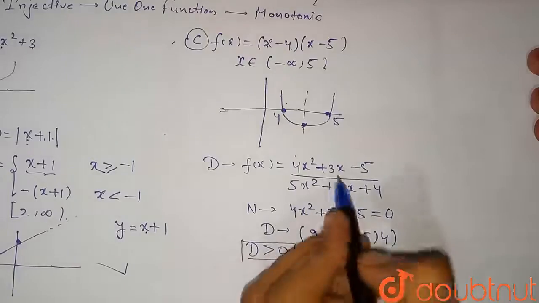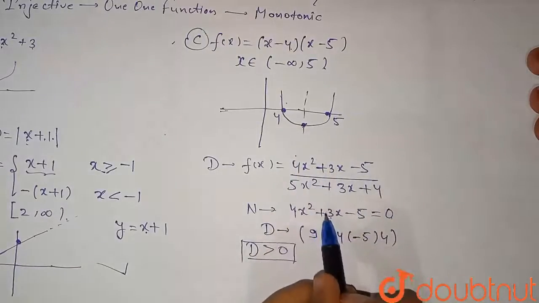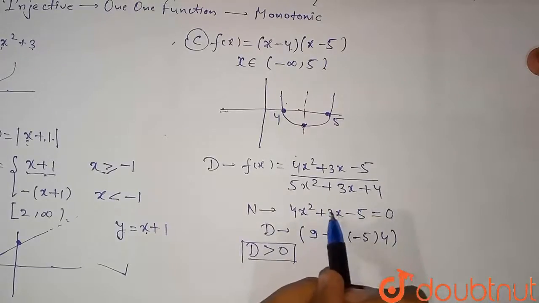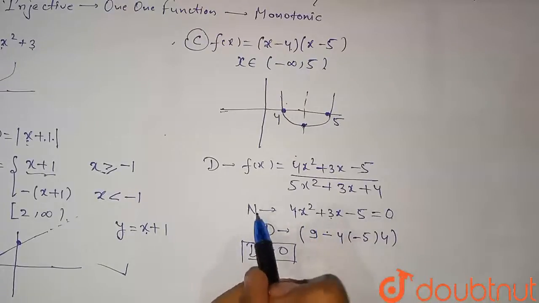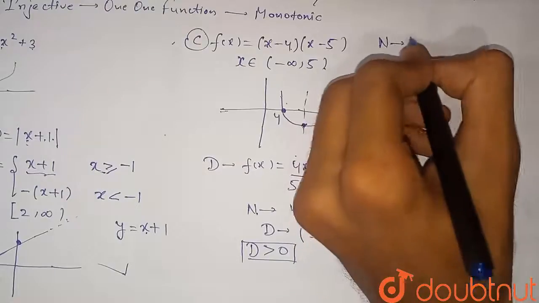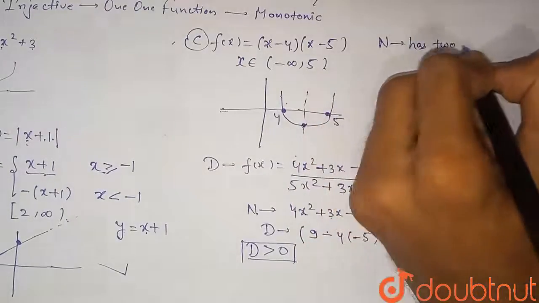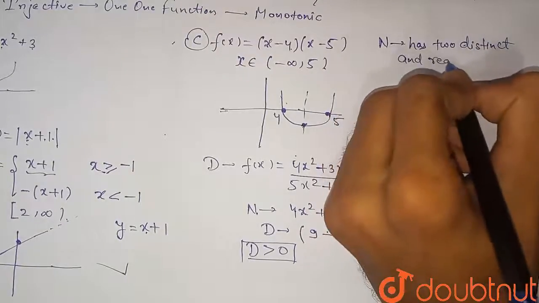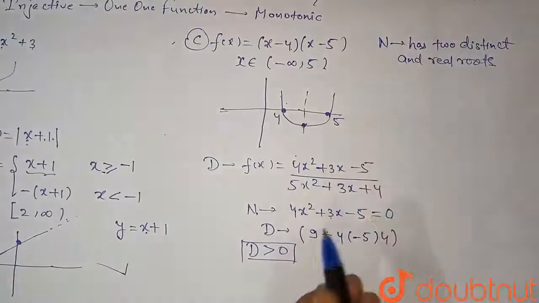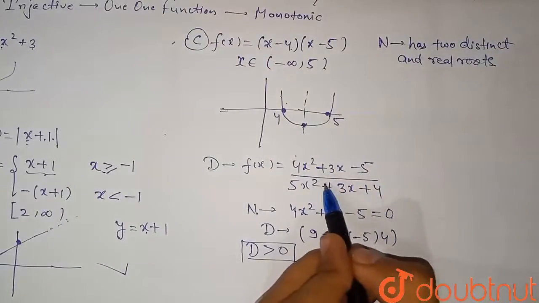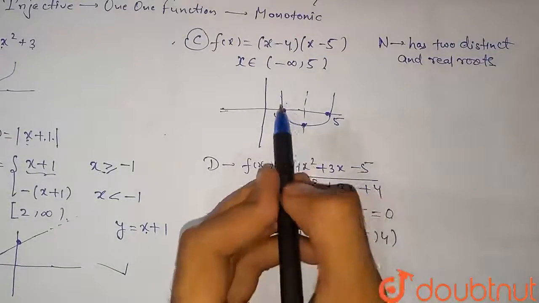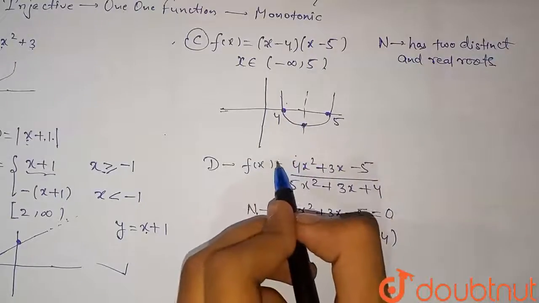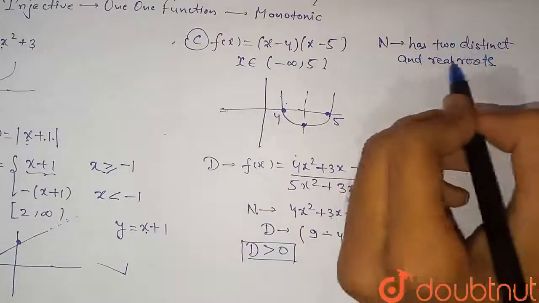So if D is greater than 0, then this numerator will definitely be 0 at two values of x. It means that this discriminant is positive, so it will have two distinct and real roots. So the numerator has two distinct and real roots. So we can say that this numerator will make the function equal to 0 at two different values of x, and if a function is getting the same value of y at two different values of x, it will definitely be many one.